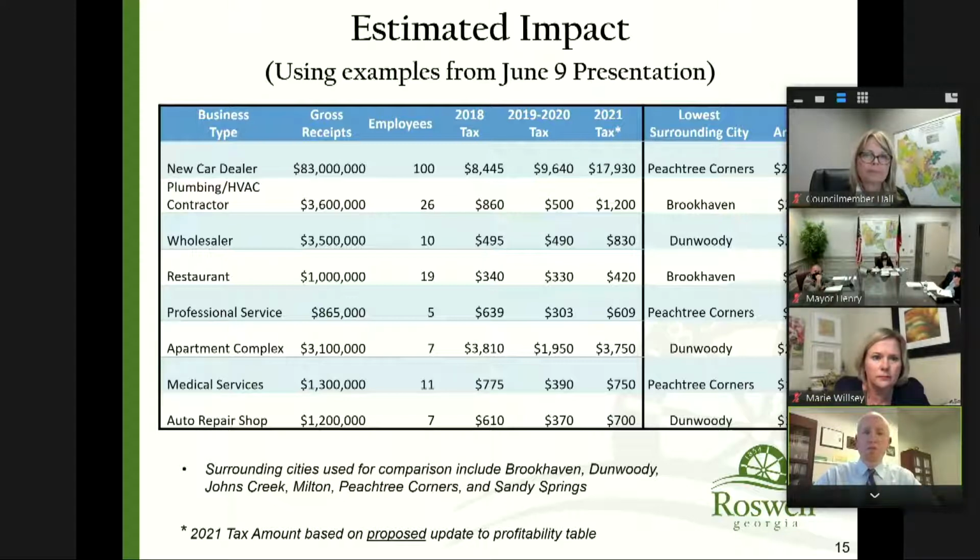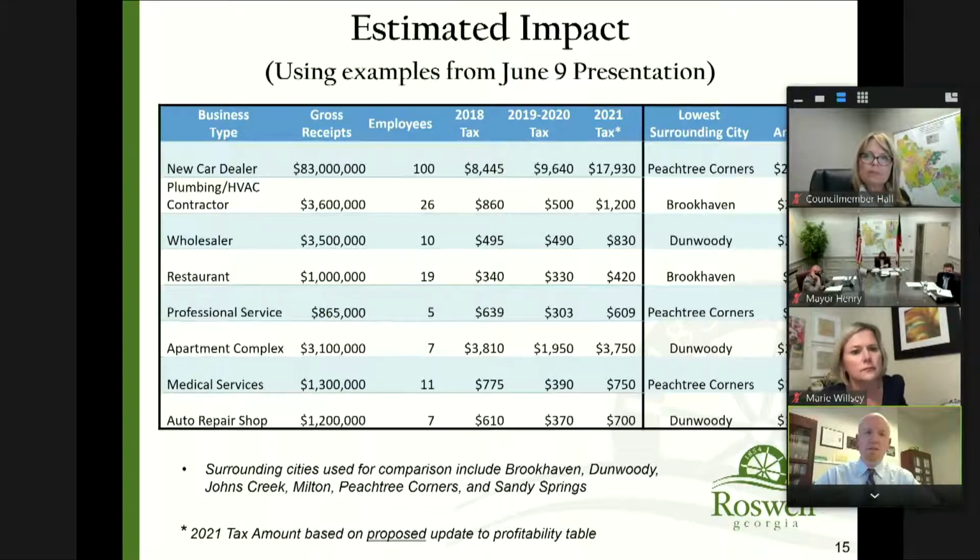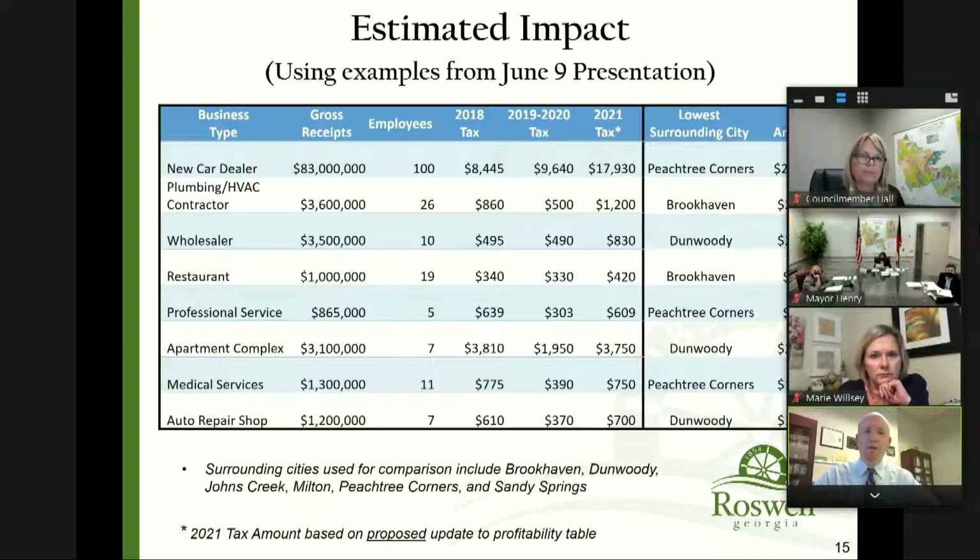And so I used these examples that were in place from our June 9th presentation. These particular NAICS categories, as well as these business types, were chosen because they are more representative of the types of businesses that are here in Roswell. So this is not every NAICS classification. Obviously, it's not every business type, but it's representative of probably the vast majority of the overall businesses that we have in our database.